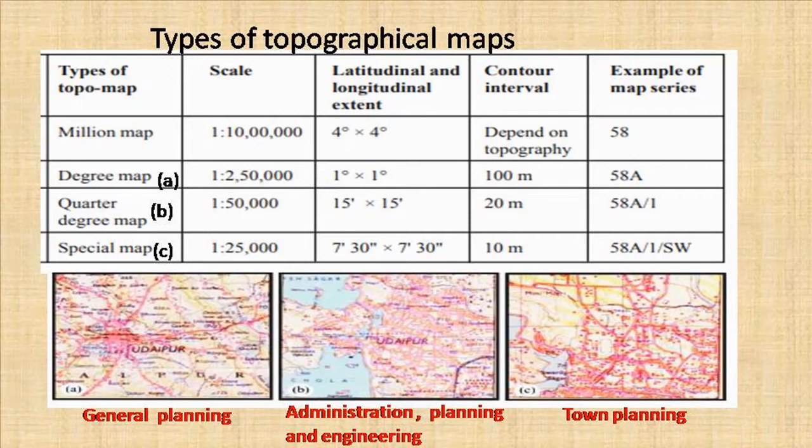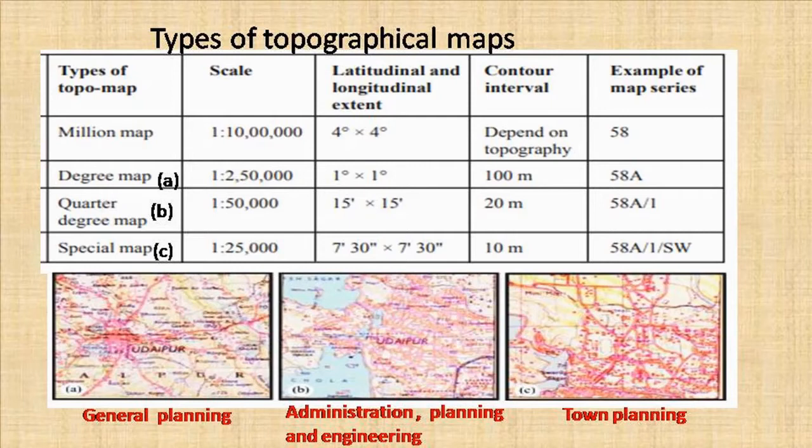The third type is the quarter degree map. It has a scale of 1 to 50,000 and the coverage of area is 15 minute by 15 minute latitudinal and longitudinal. A 20 meter contour interval is present in the quarter degree map. So the quarter degree maps are general purpose maps and are used by the administrators, planners, and engineers.